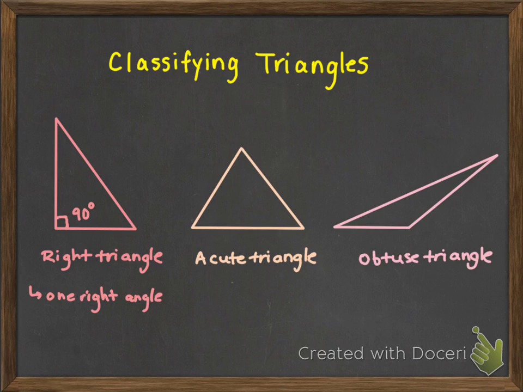An acute triangle, on the other hand, is a triangle with all acute angles. So what that means is that every single angle in the triangle has a measure of less than 90 degrees. Lastly, an obtuse triangle is a triangle with one obtuse angle. So it has one angle that is greater than 90 degrees. So in the picture we have here, this angle would be our obtuse angle.